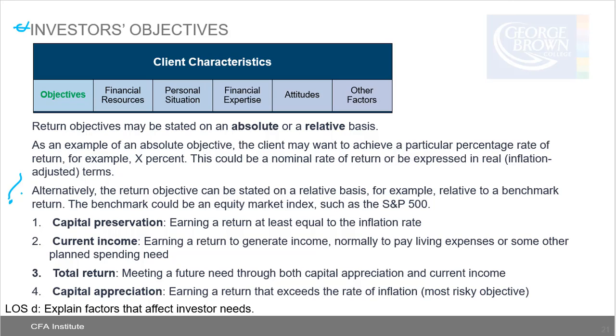It's again coming from the CFA Level One, but I think it's quite relevant. So again, when we're looking at the client's characteristics, we're looking now at the return objectives, okay? Return objectives can be stated on an absolute or relative basis. An example of an absolute objective: the client may want to achieve a particular percentage rate of return, for example, X percent. And this could either be a nominal rate of return or expressed in real terms.